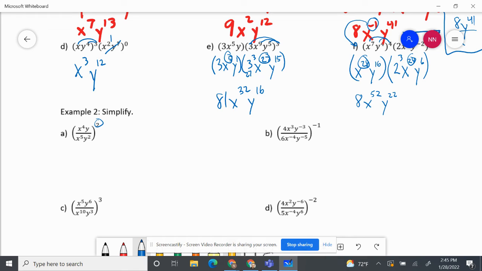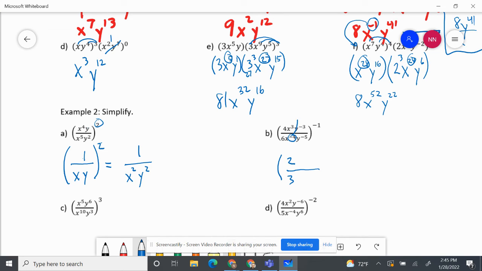With the dividing, since it's inside the parentheses, there are more x's on the bottom, so we put the x on the bottom. There are more y's on the bottom, so we put the y on the bottom. Then what we do is we square it. When we square it, 1 squared is 1, x squared is x squared, and y squared is y squared. With letter B, same thing. We're going to simplify the inside. 4/6 reduces to 2/3.